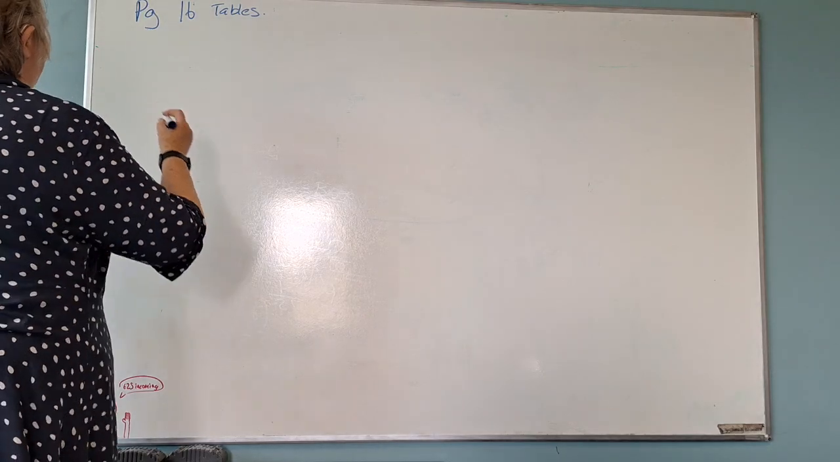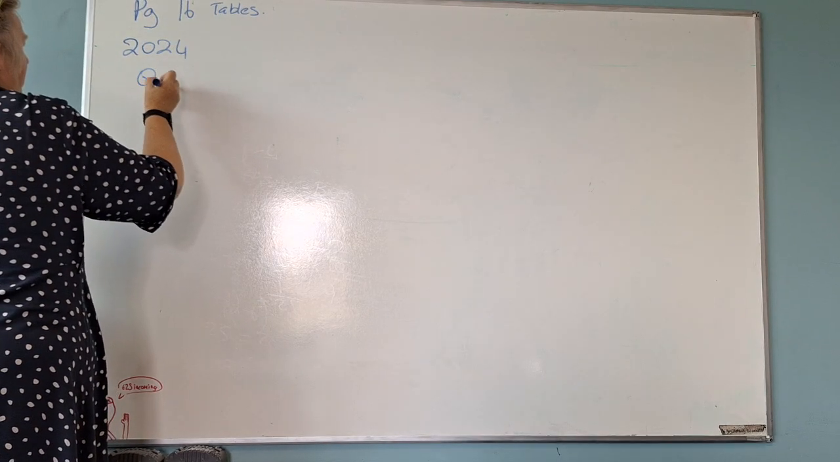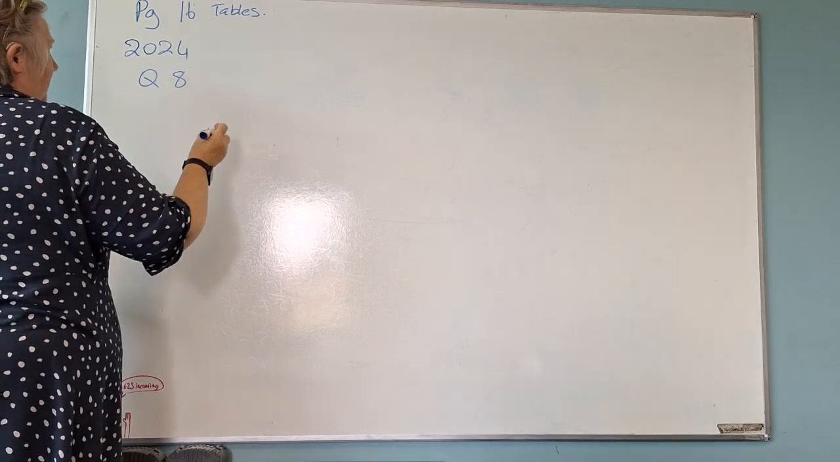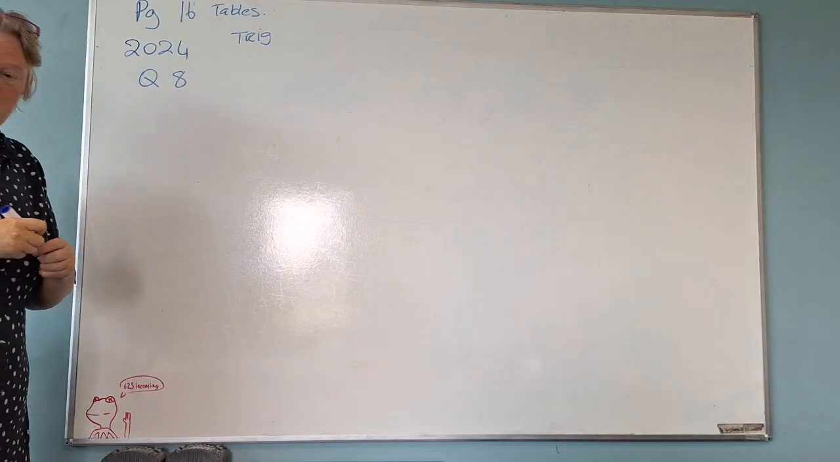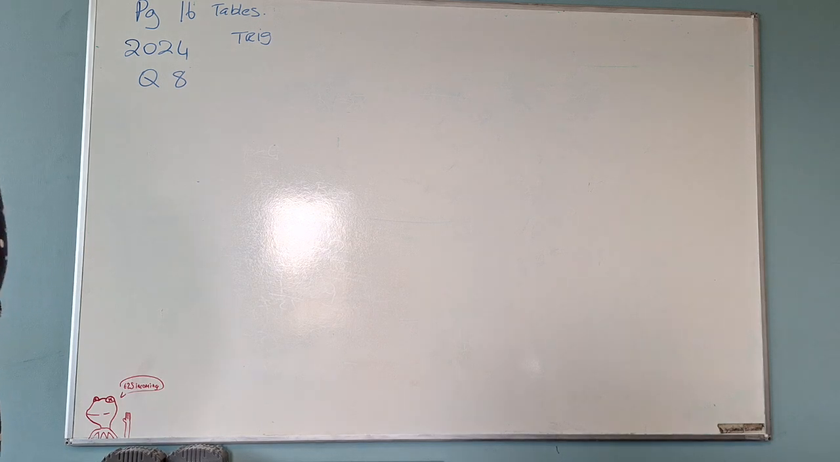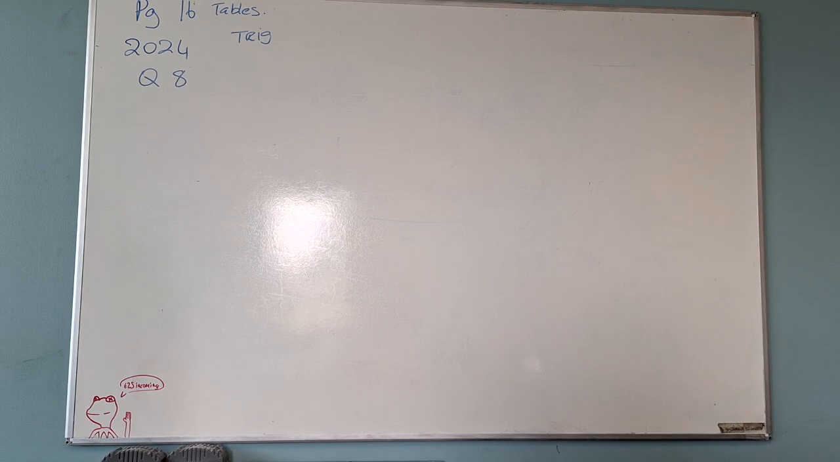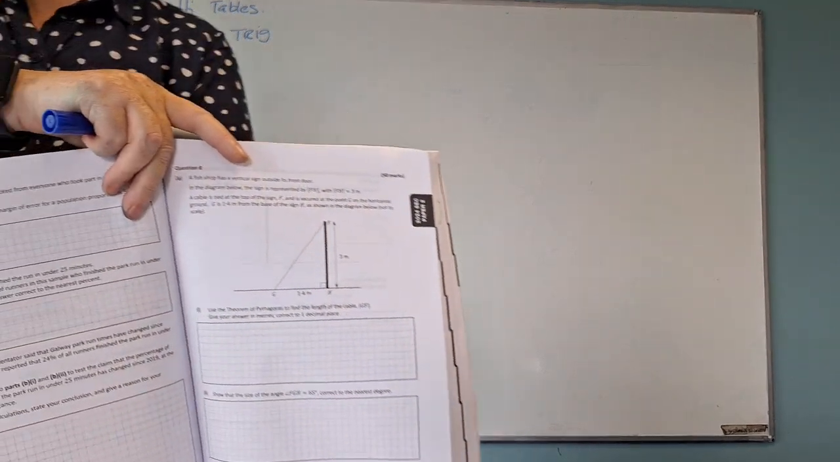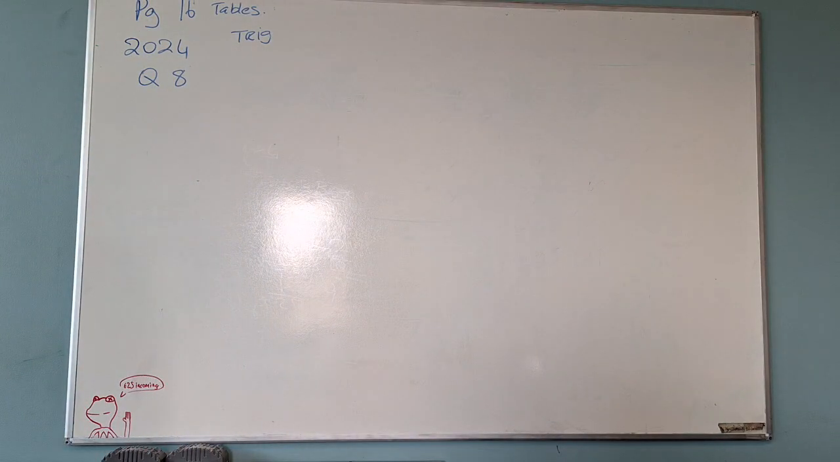This is trigonometry. A fish shop has a vertical sign outside its door. In the diagram below, the sign is represented by FH, which is 3 centimeters. Okay, that's the diagram. That's what we're working off.